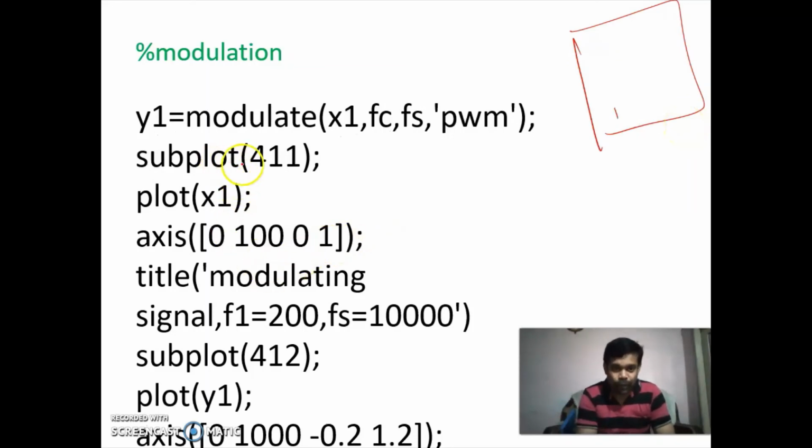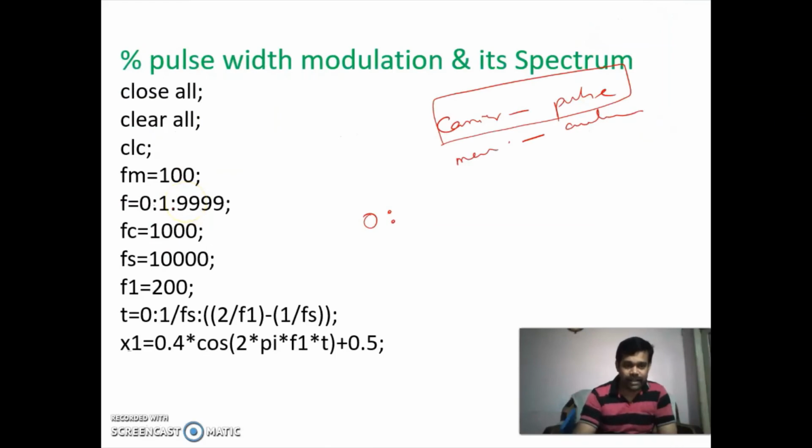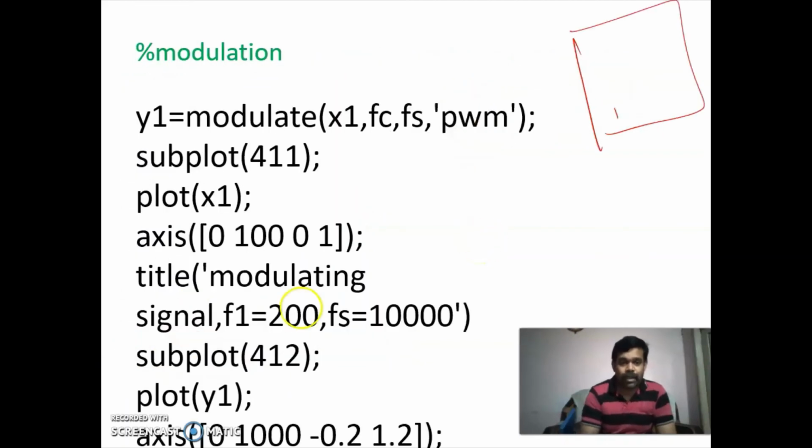So subplot 411, plot x1. It will plot this x1. Now the axis: the x-axis value you are giving is 0, 100, 0, 1. The title is modulating signal. And the f1 value is 200 and the sampling value is 10,000.